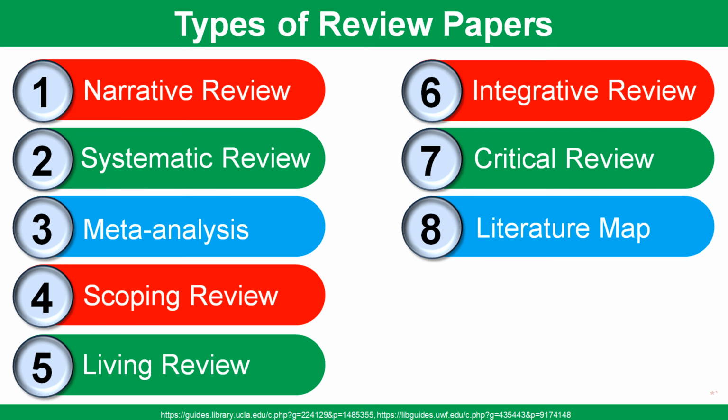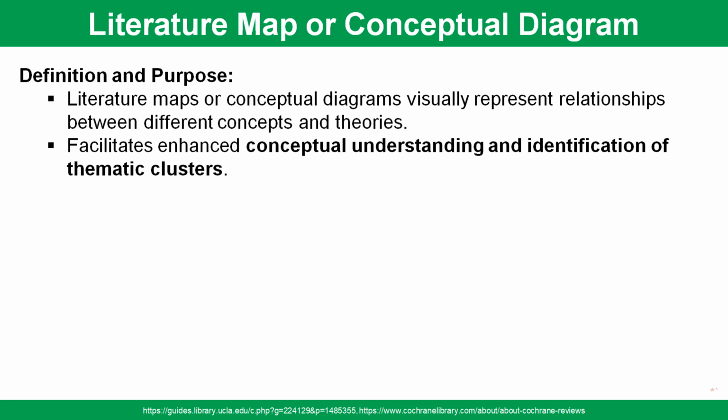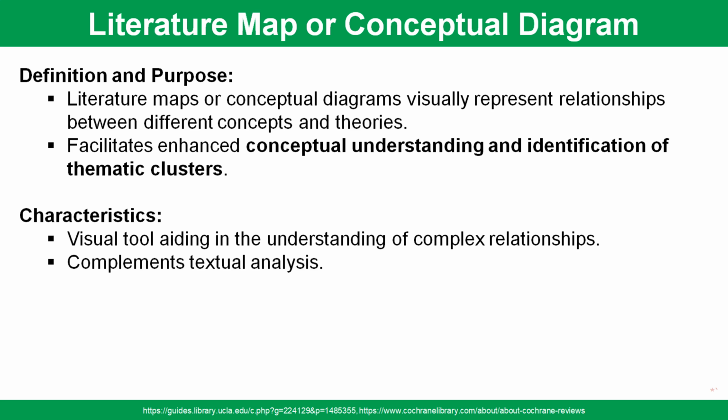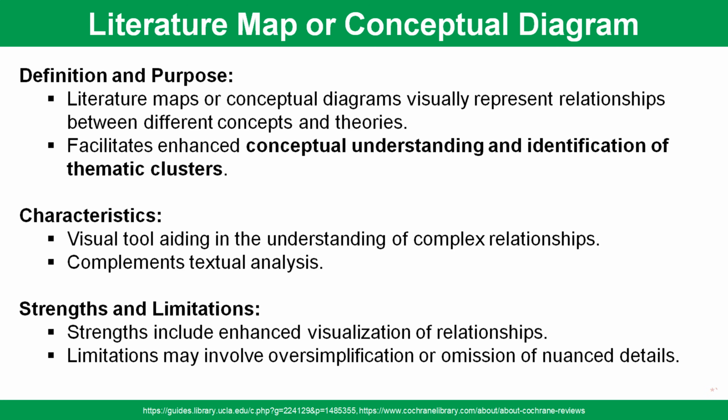Moving on to literature map or conceptual diagram. Literature maps or conceptual diagrams visually represent relationships between different concepts and theories. They facilitate enhanced conceptual understanding and identification of thematic clusters. Literature maps are visual tools aiding in the understanding of complex relationships, complementing textual analysis. Strengths include enhanced visualization of relationships, while limitations may involve oversimplification or omission of nuanced details.